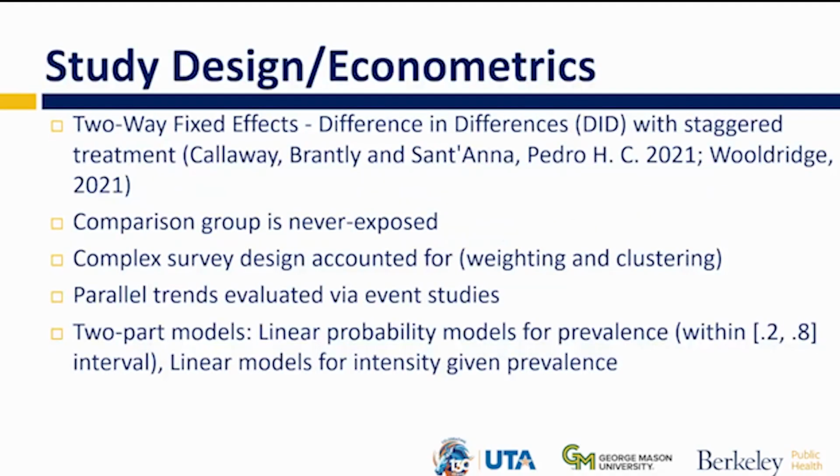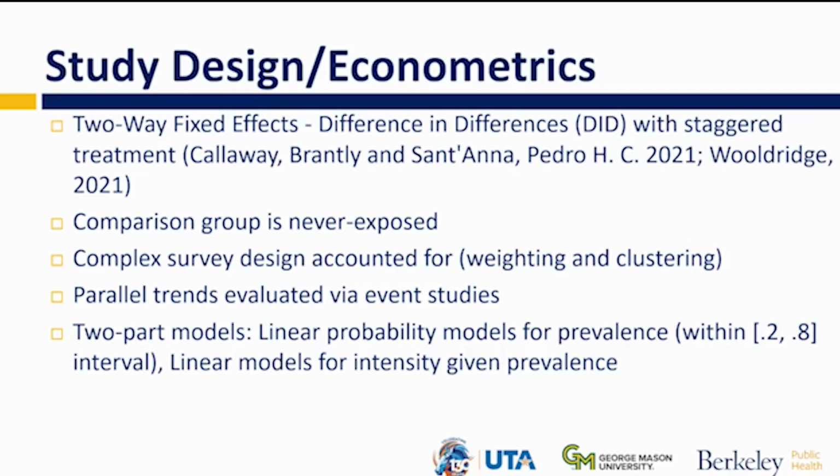All right, so we used one of the early versions of the advanced difference models, Callaway, Brantley, and Santana. The comparison group was folks that were never exposed to changes in Medicaid, so the adults, they never got anything. We took care of the complex survey design to make sure that we're making proper inference at the population level. We looked at parallel trends via event studies. You'll see lots and lots of graphs, lots and lots of figures after this.